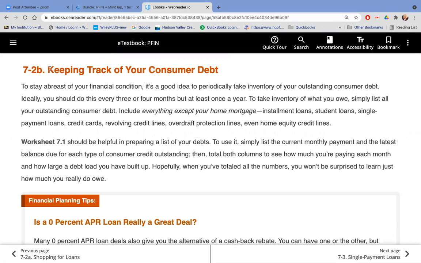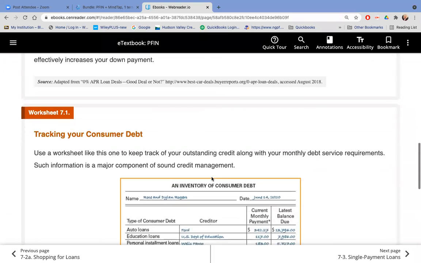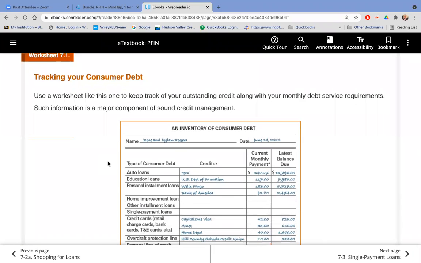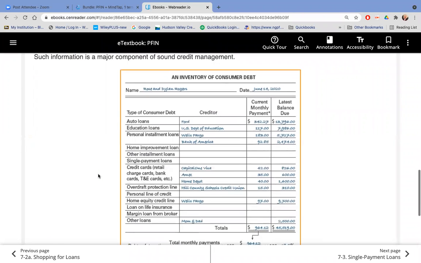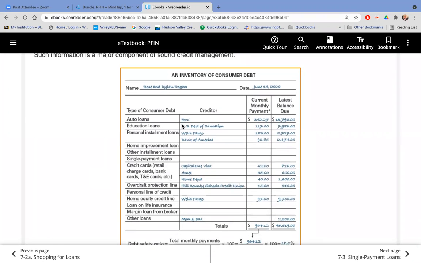One of the most important things to do is keep track of everything. So I'm actually having you practice a worksheet that is in your book here. This is a worksheet for Rose and Dylan Rogers. It's called an inventory of consumer debt. And basically, what it has is a list of all of their loans from various places.